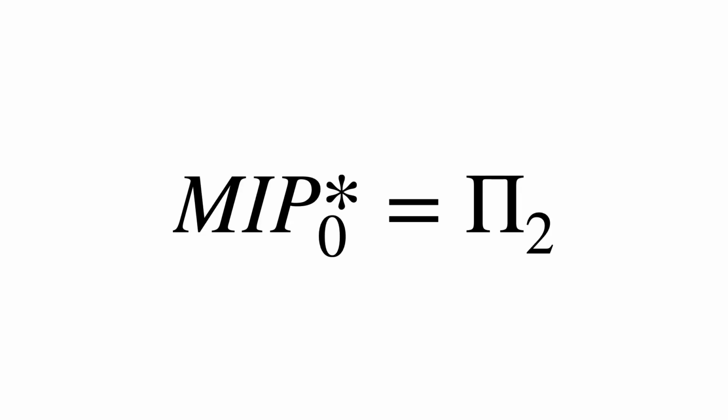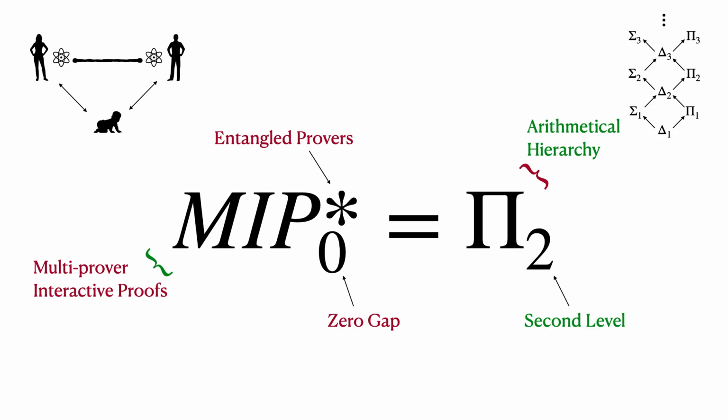Our result is an equality between two complexity classes. We show that the complexity class MIP star, zero gap, is the same as the computability class Pi2, belonging to the second level of the arithmetical hierarchy. I will define all these complexity classes precisely in a few slides, but for now let me begin by breaking down the notations in this equation.